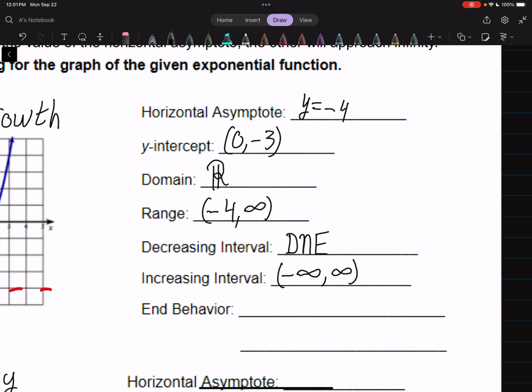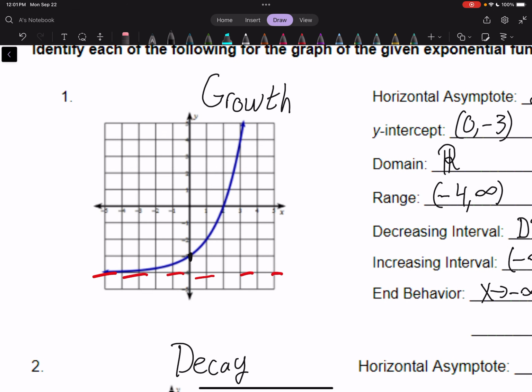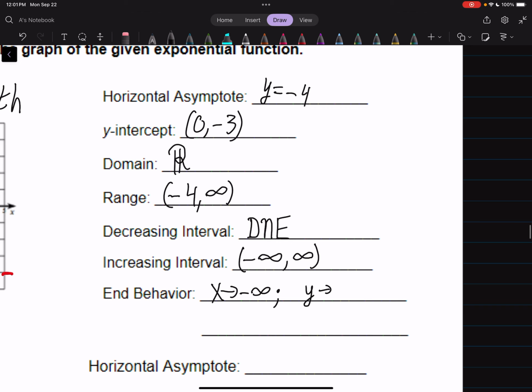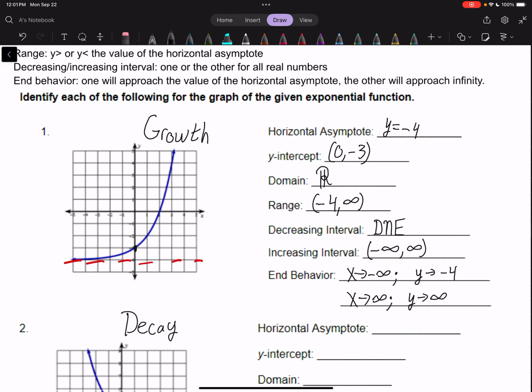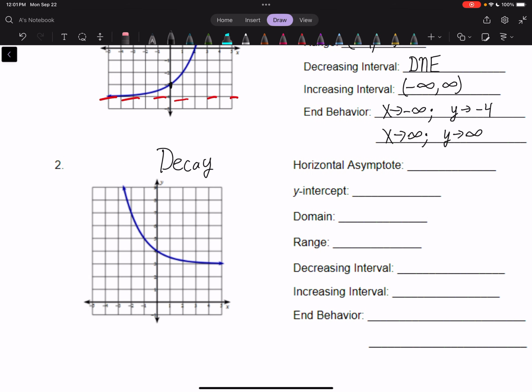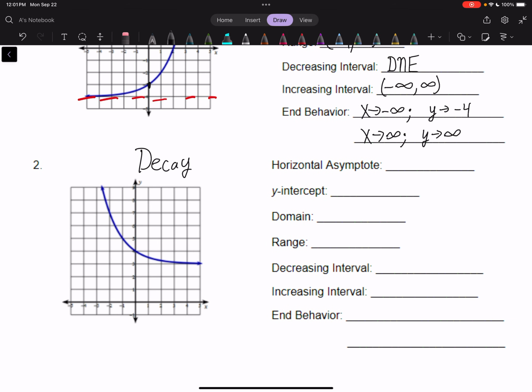End behavior. As x approaches negative infinity, what is y doing? Y is getting close to that asymptote, so it is approaching negative 4. As x approaches infinity, what is y doing? Y is approaching positive infinity as well. Try number 2, and I'll show you the answer at the end of the lesson.